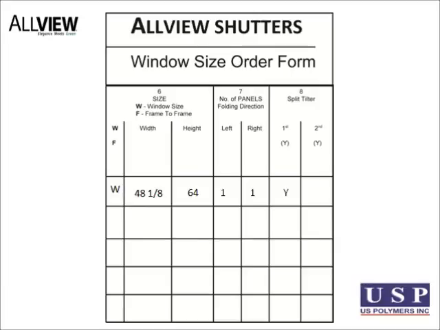If you want a custom position, this can be specified by measuring from the bottom of the window to the midpoint of the louver. Note that there is a 1 1/2 inch variance from the specified position depending on whether you have an even or odd number of louvers in the panel.